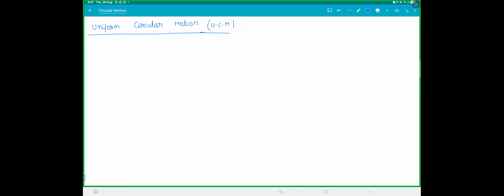So uniform circular motion, we'll call it UCM. So in UCM, the particle goes in a circle with a constant speed. That's it, straightforward definition.